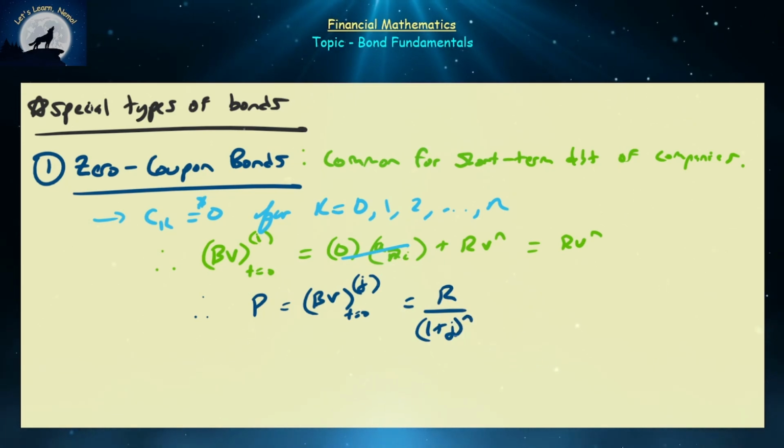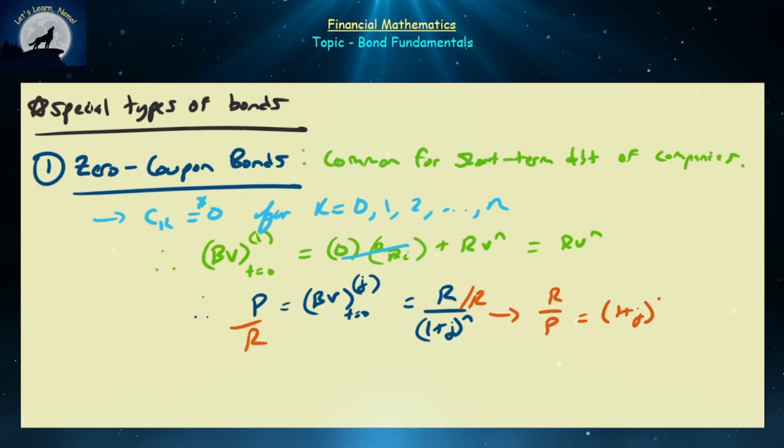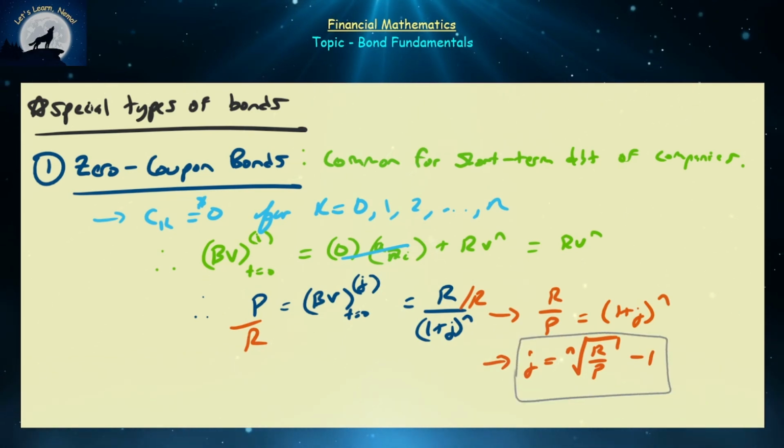And this is actually very, very easy to solve. So let's go ahead and solve this. Divide both sides by R and reciprocate. So we have R divided by P is equal to 1 plus j to the power of m. That means our yield rate j will just be equal to the mth root of R divided by P, minus 1. So we get this nice little relation for solving for our yield rate under zero coupon bonds.